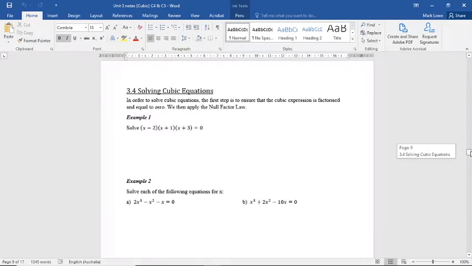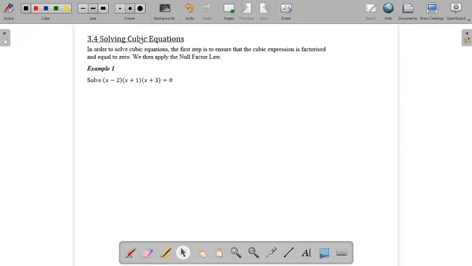Okay, the next thing in your notes that we're looking at is solving cubic equations. I'll work through these examples and that will hopefully help you then go on and do exercise 7D. When solving a cubic equation, we factorise first, as far as we can go, and then apply the null factor law.